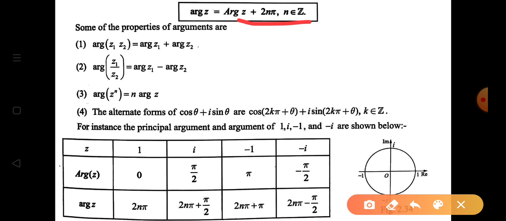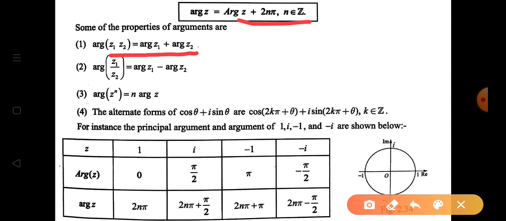Next, argument of z is equal to argument of z plus 2n pi, where n belongs to Z. Once again, listen. Argument of z is equal to argument of z plus 2n pi, where n belongs to Z. Some of the properties of arguments are: argument of z1 into z2 is equal to argument of z1 plus argument of z2.